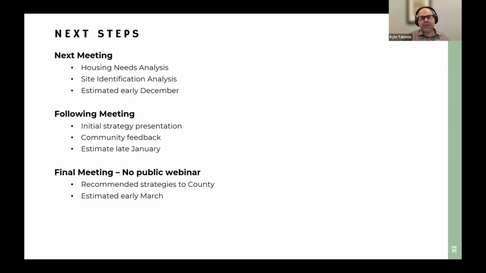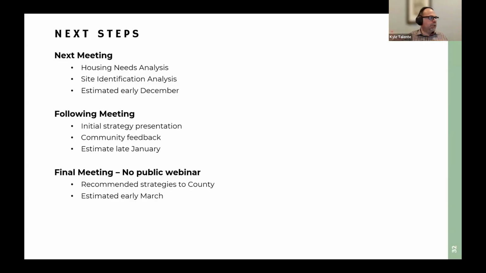We did a site identification analysis. I talked to you about not having a lot of development appropriate locations in the county. We did a whole analysis on that. We are going to bring that back and present that to everybody. And then we're going to start talking a little bit more organized and synthesized for strategies. And we're projecting this to be sometime after Thanksgiving.